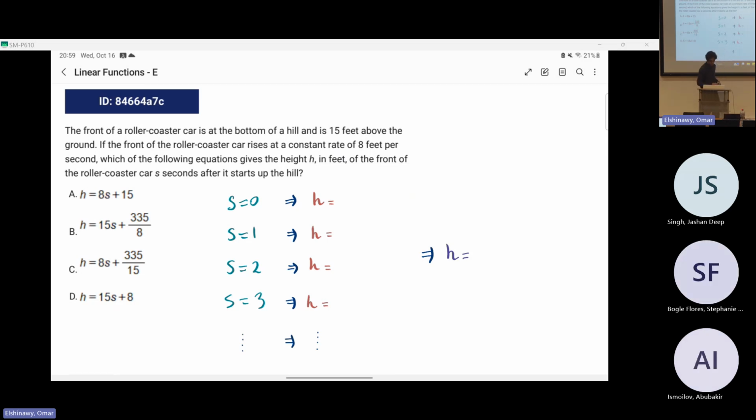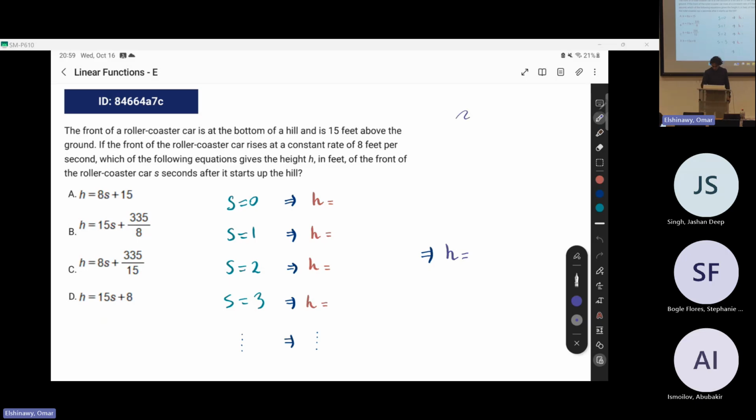It talks about a roller coaster car. Very cool, by the way. It's at the bottom of some hill, and it's 15 feet above the ground. Maybe I can try to draw a roller coaster for you. Big wheels. Okay, that's not how you draw a roller coaster. Okay, that's a very good drawing of a roller coaster. And this is the ground. It's 15 feet up. And it rises 8 feet per second.